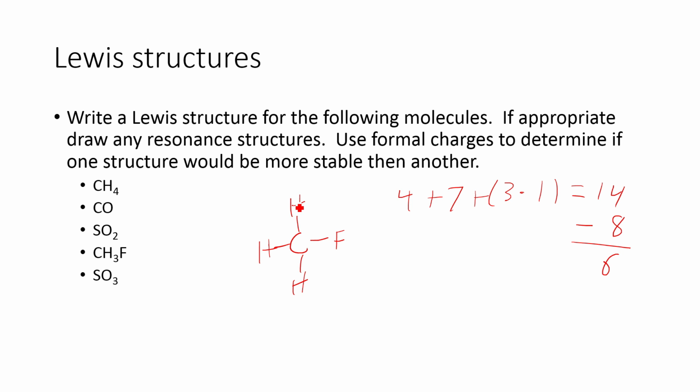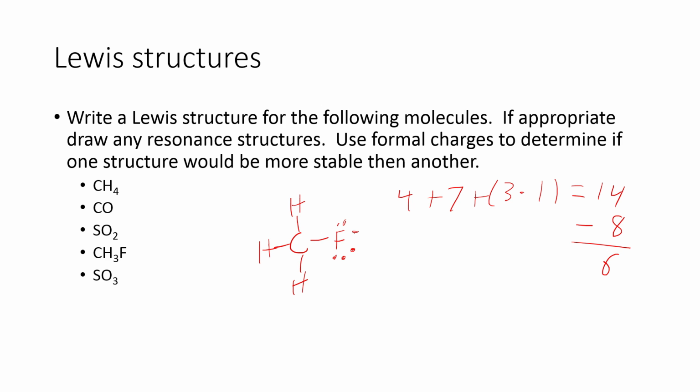We check the external atoms first. Each hydrogen is already happy. It only needs 2 electrons. But fluorine only has 2 and it wants 8. So we're going to start giving it the ones that we had left over. 1, 2, 3, 4, 5, 6. So we've drawn our 6 electrons, so we're out of electrons.